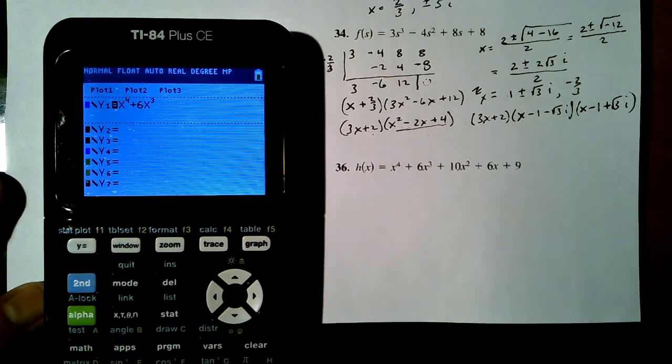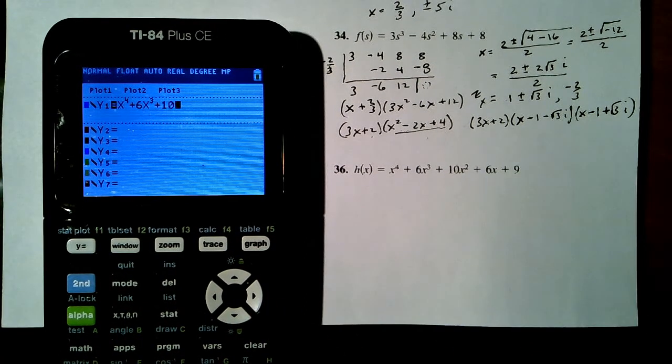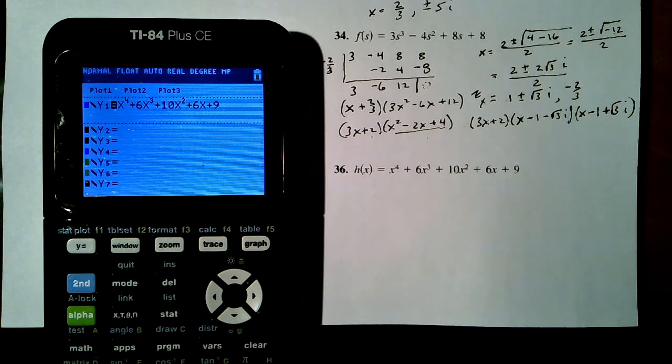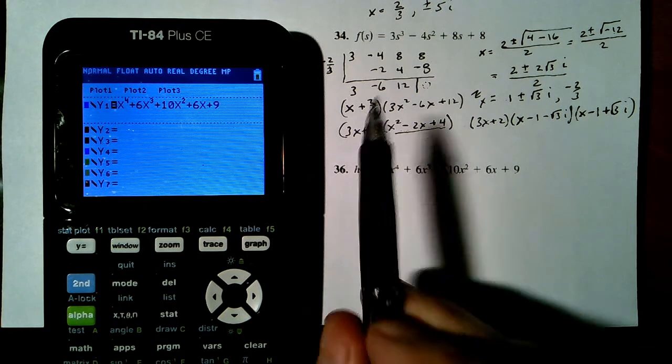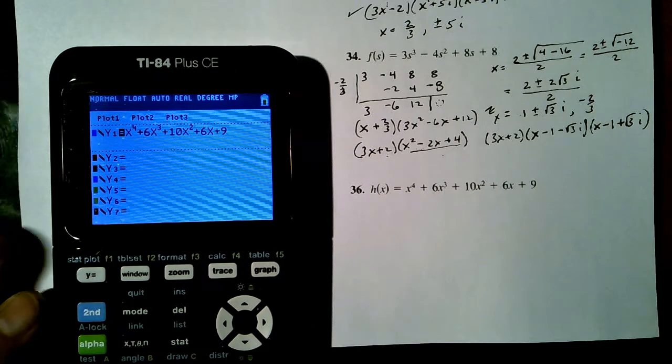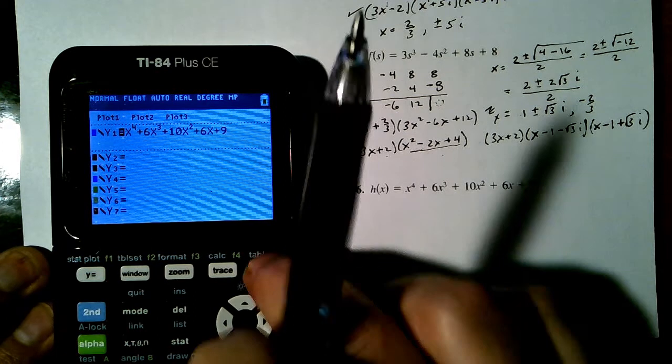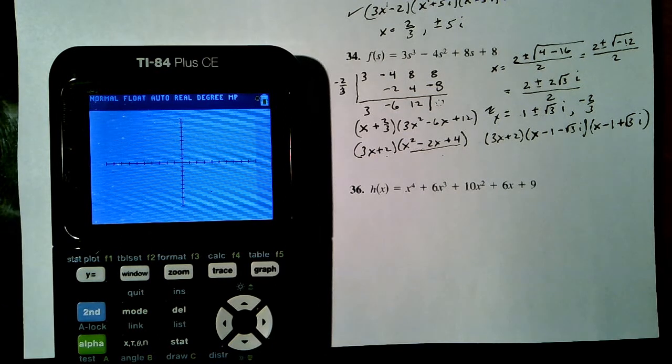So here we go. Plus 10x squared plus 6x. Go back to that. My general rule is whatever I do here on the right side of the page is what I'm expecting you to show on the left side of the page. So double check. Let's graph that. Let's hope we can get at least a couple decent zeros here.